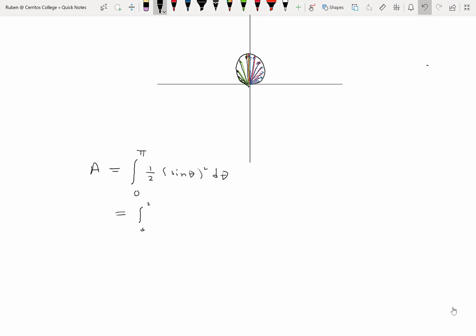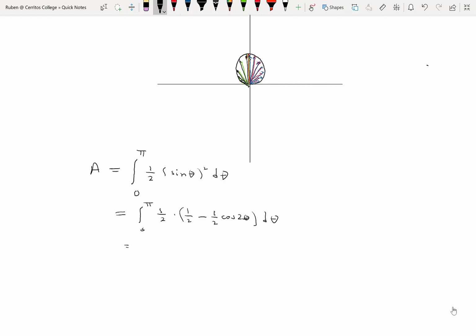Just to give you one more review example. So this becomes the integral from 0 to 2 pi of 1/2. Now, to integrate sine squared, we use the power reducing formula that says 1/2 times 1 minus cosine of 2 theta. The power reducing formula for sine squared is 1/2 times 1 minus cosine of 2 theta. I distributed the 1/2.